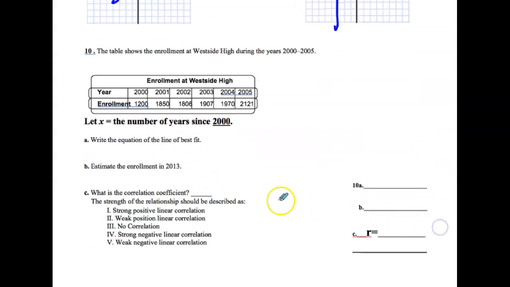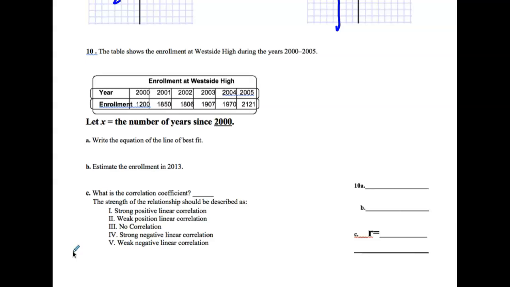Okay, last one. So we've got some data to enter here. You got to be careful. Make sure you read the directions. This says you're going to let x be the number of years since 2000. So a common mistake would be to put year as your x, but then put 2000, 2001. Put these numbers in here. You got to follow the directions. It says x is the number of years since 2000. So you're going to be entering 0 for 2000, 1, 2, 3, 4, 5. Make sure you do that.